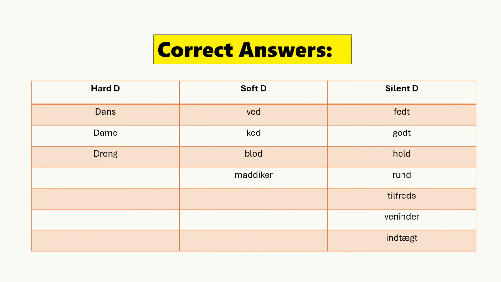These are how the sound D is grouped in the given test. Hard D: Dans, Dame, Dreng. Soft D: Ved, ked, blod, madikker. Silent D: fedt, godt, hold, rund, tilfreds, veninder, indtægt.